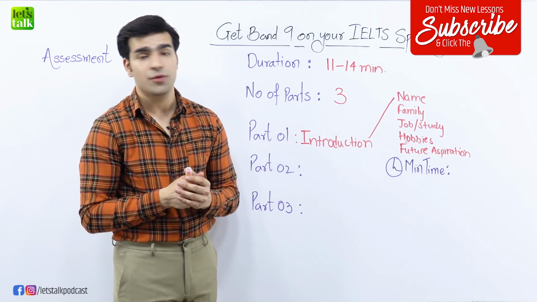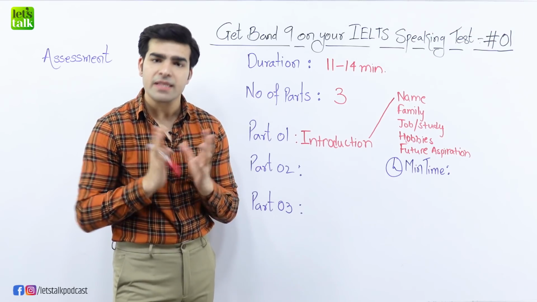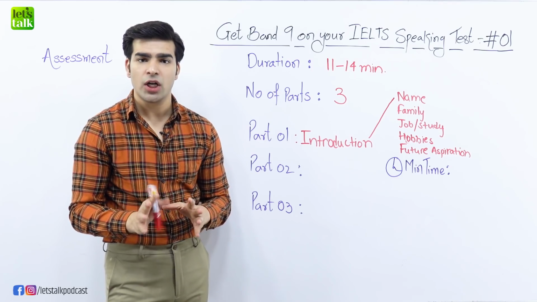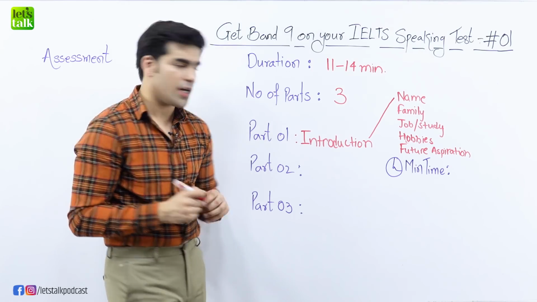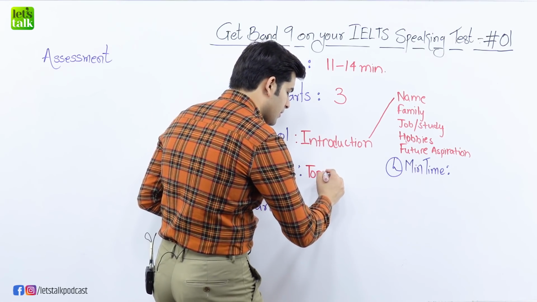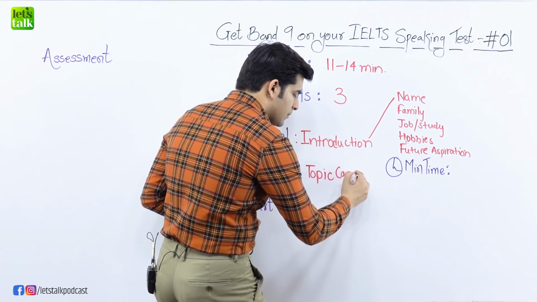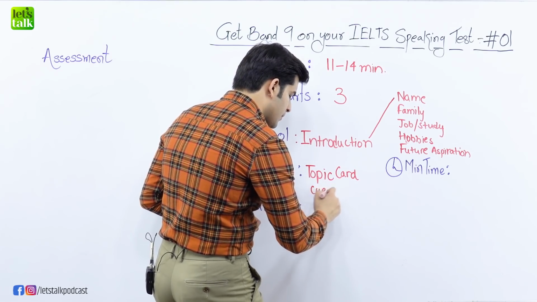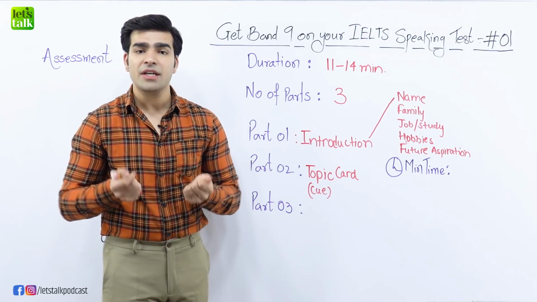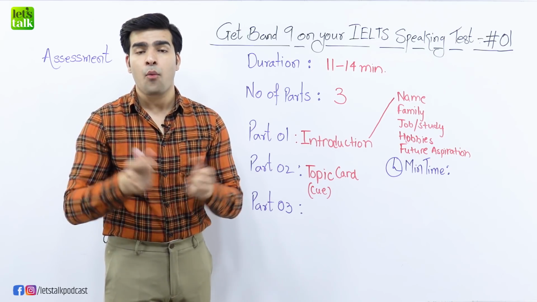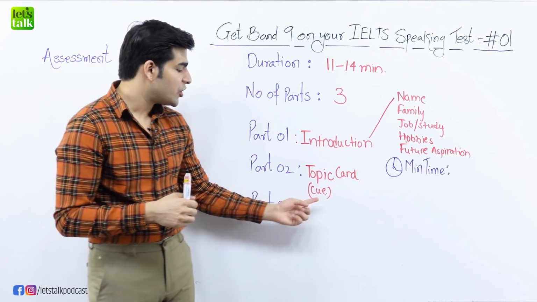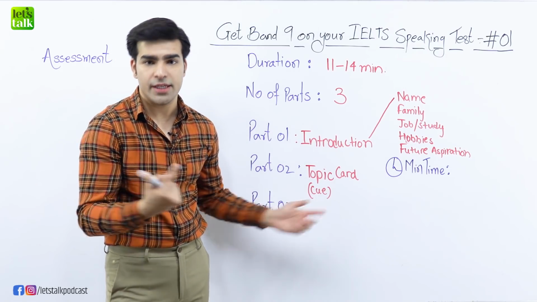Let's move on to Part 2. Part 2 has a lot of names, but let me simplify it for you. It is basically called the topic card round. What is it called? Topic card or cue card. So there's a card, a piece of paper. The examiner gives that piece of paper to you. It has one question on it and a couple of cues as well. Cues means certain points that you have to talk about.